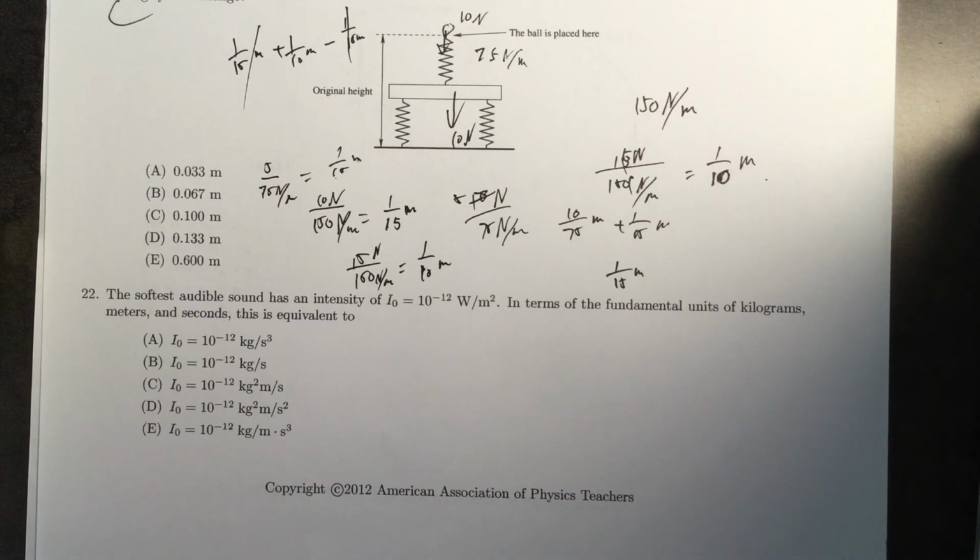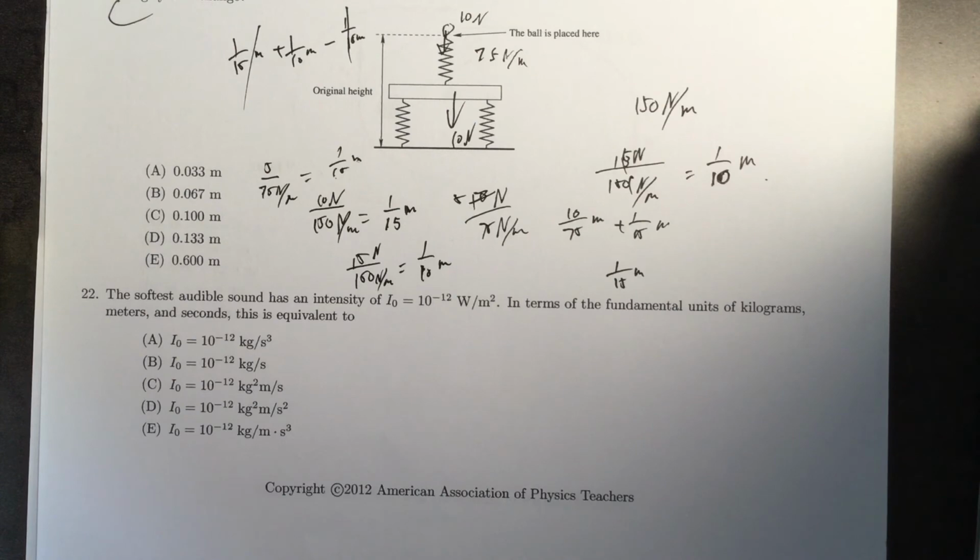Problem number 22. The softest audible sound has an intensity of 10 to the negative 12 watts per meter squared. In terms of the fundamental units of kilograms, meters and seconds, what is it equivalent to?